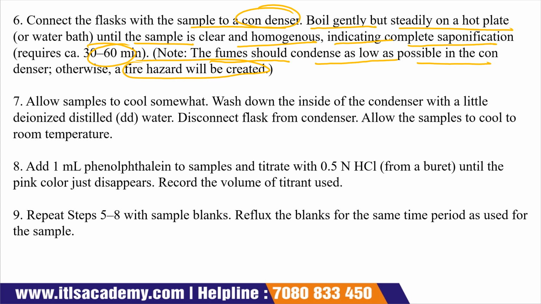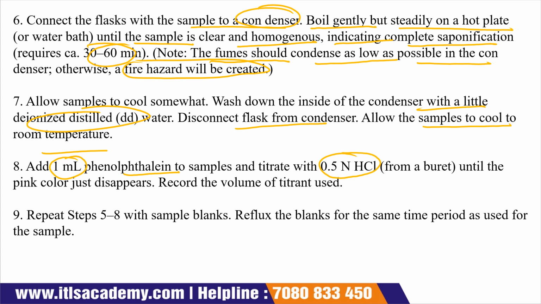Then after that we allow the sample to cool down and wash the condenser with deionized distilled water. Then we disconnect the flask from the condenser and allow the sample to cool at room temperature. Then we add 1 ml of phenolphthalein into the sample and titrate it with 0.5 normal HCl. This is the sample that has already been boiled for 30 to 60 minutes.